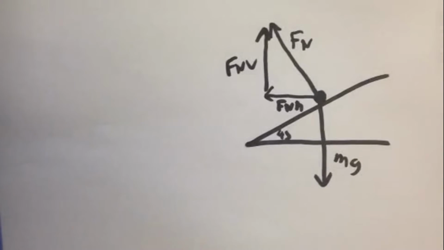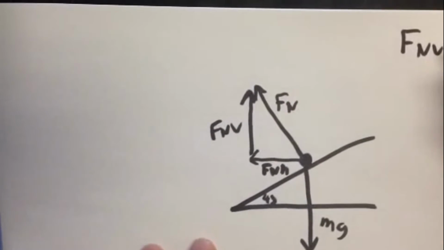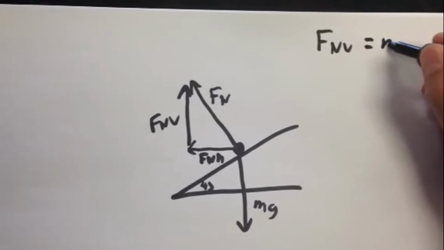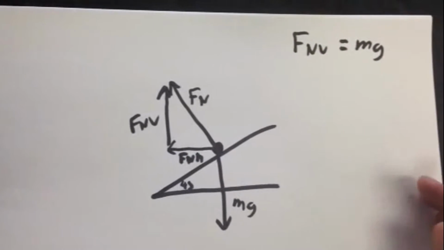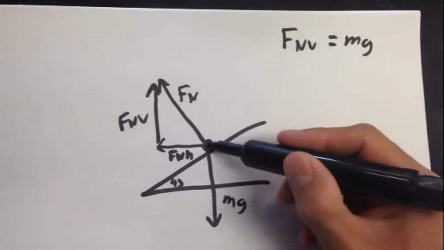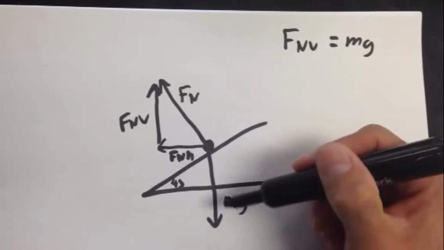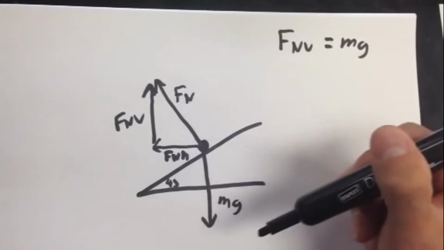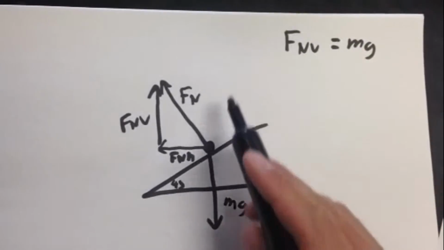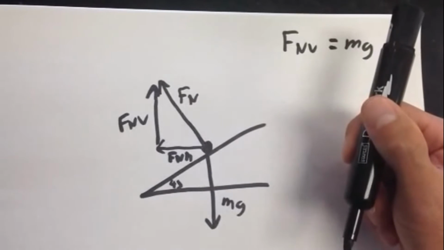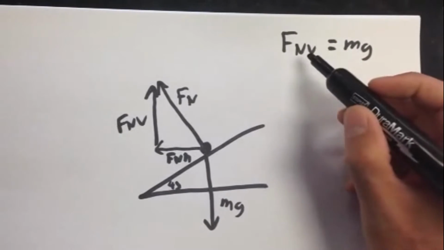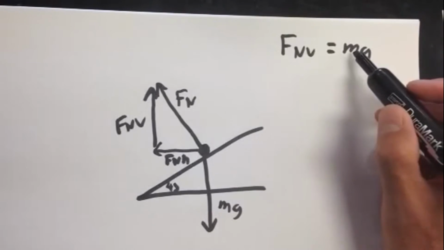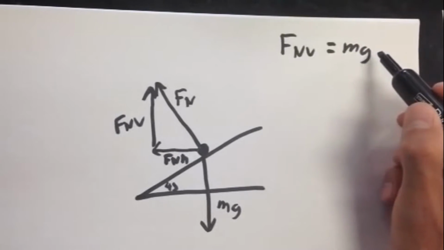The vertical component of our normal force is equal to mg. I know that because gravity is pulling the body down, and the normal force is the only force that's pushing it back up. And this body is neither accelerating upward nor downward, so it must be balanced. So the normal force's vertical component is equal to the force of gravity.